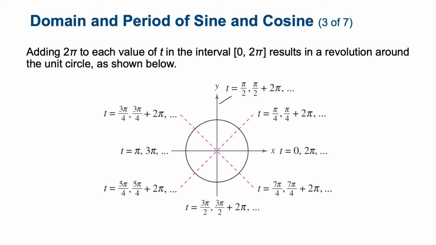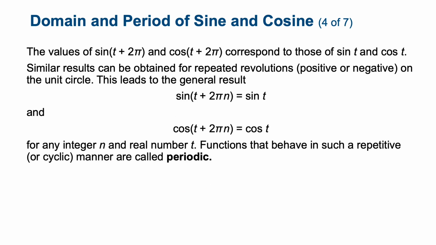One period, and then they just start all over again. This is really interesting. Okay, so what does that mean here? If I take the sine of any number and I add 2 pi to the input of it, I'm going to get the same value back.